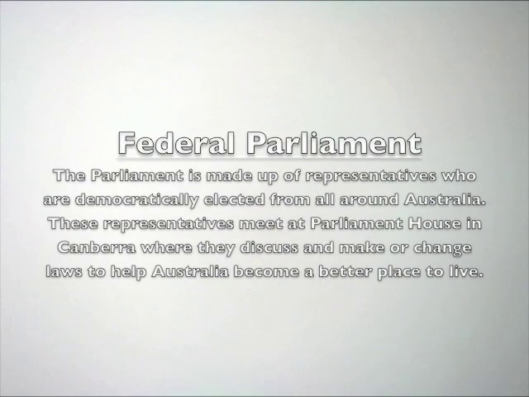The Parliament is made up of representatives who are democratically elected from all around Australia. These representatives meet at Parliament House in Canberra, where they discuss and make or change laws to help Australia become a better place to live.